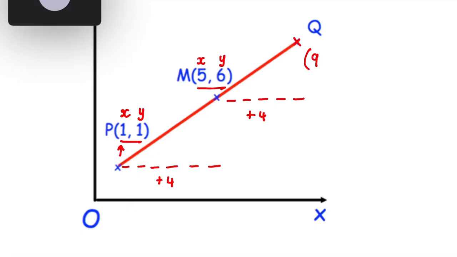Okay, and same for the y coordinates. We're at 1 over here. To get to the midpoint, we have to add 5 because 1 add 5 gives you 6. Okay, that means to get to Q, we also have to add 5. Okay, the same as we've done over here. To get to 6, we've added 5. We have to do the same to get from M to Q. We need to add 5. So 6 add 5 will get you 11.